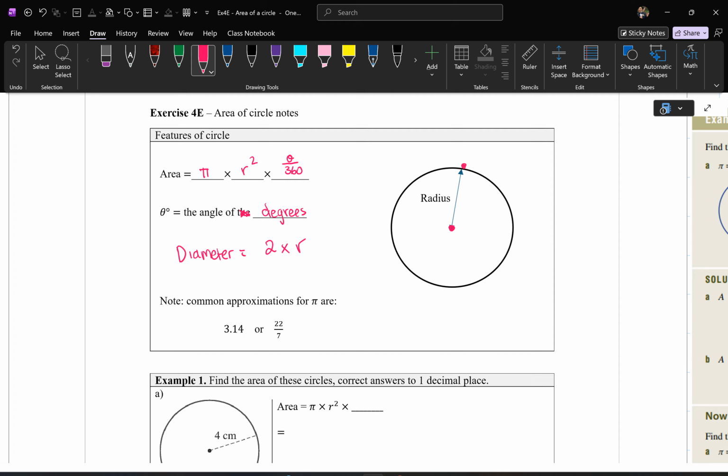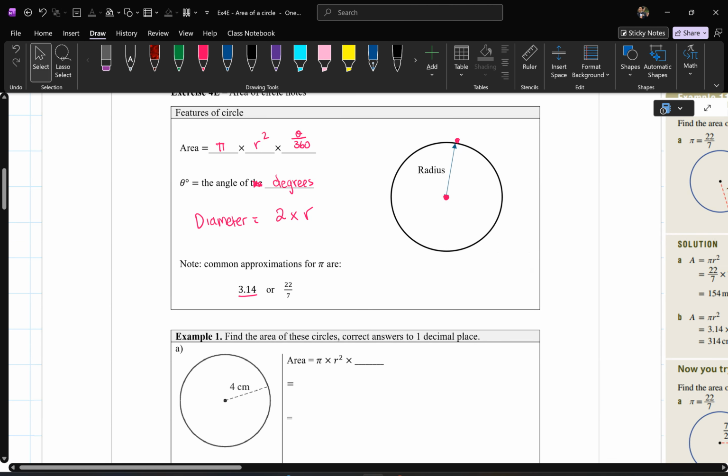Some other common approximations. When they say approximate, then you can use 3.14, or sometimes they'll tell you to use 22 over 7. But if they don't say it, you have to use the symbol on your calculator. Okay, so you must find that symbol on your calculator. Let's do an example.